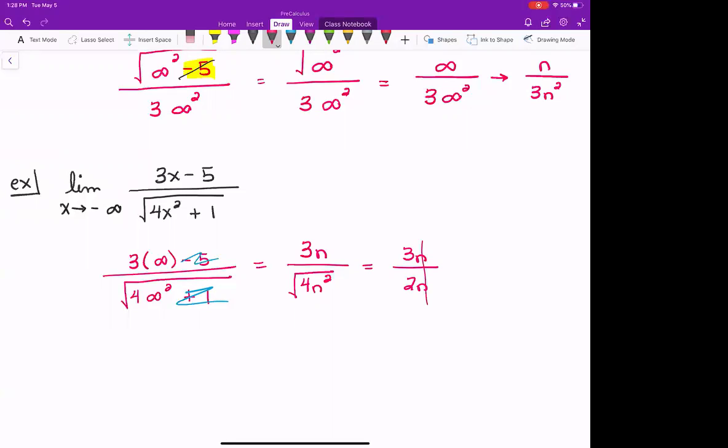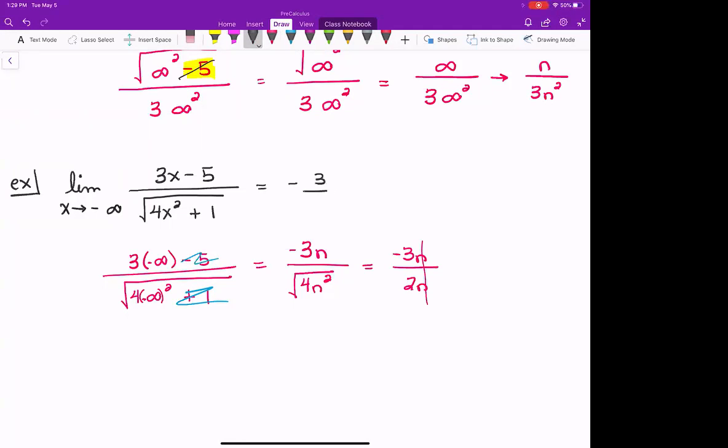However, remember I didn't plug in the right thing. We're going to negative infinity, aren't we? But then I'm squaring that negative infinity. So thinking of it as just 4n squared is fine, but in the numerator, that should have been a negative 3n. So that's why this limit is negative 3/2.